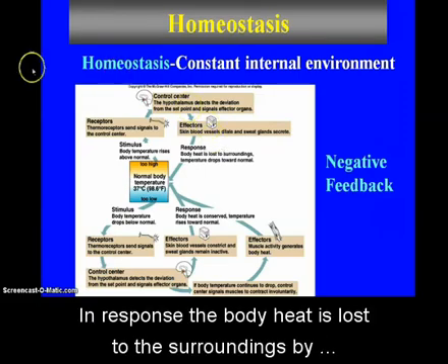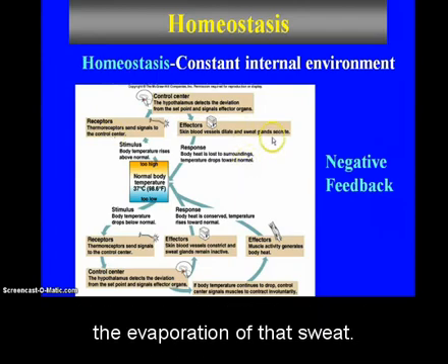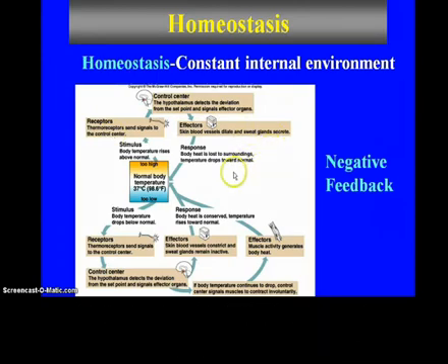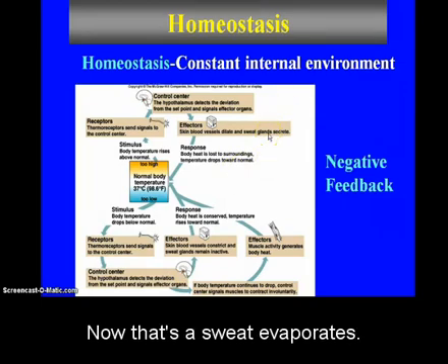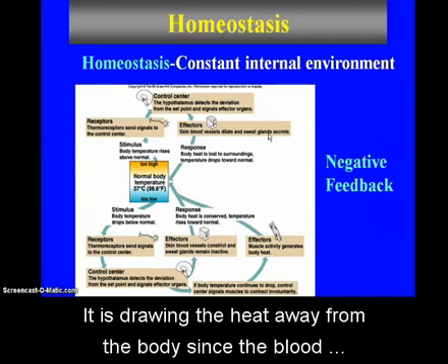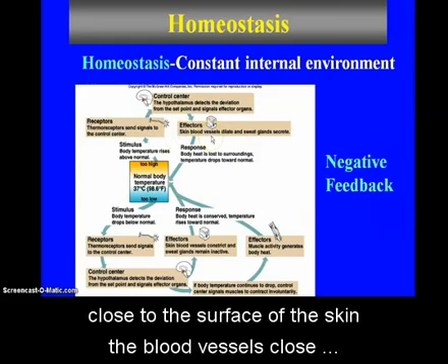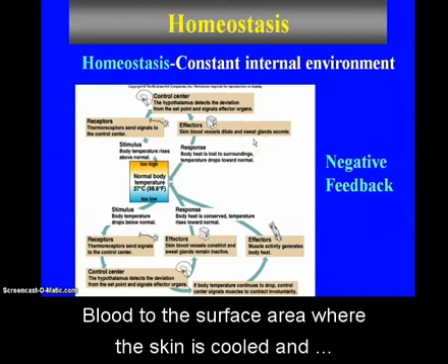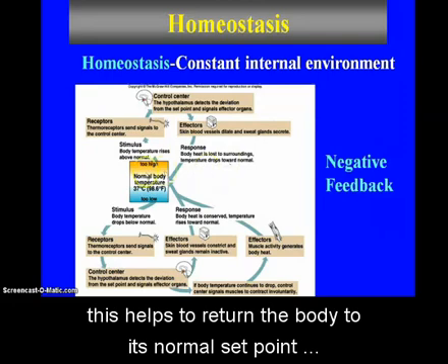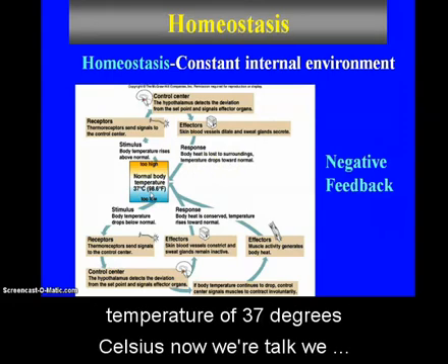In response, the body heat is lost to the surroundings by the evaporation of that sweat, and the temperature returns to normal. Now, as that sweat evaporates, it is drawing the heat away from the body, since the blood vessels close to the surface of the skin are dilated. It's exposing more blood to the surface area where the skin is cooled, and this helps to return the body to its normal set point temperature of 37 degrees Celsius.